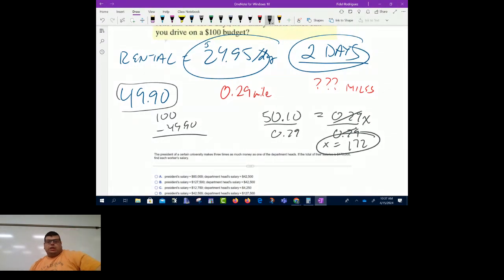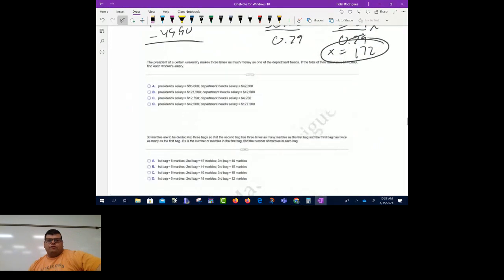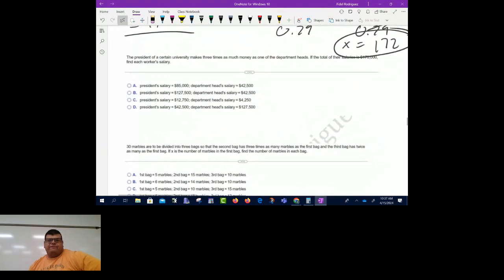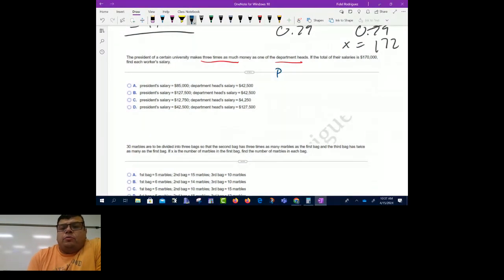All right, y'all, for the next one that I have down here, again, I'm going to zoom in, y'all, and I'm going to see if we can figure out what is going on with this problem, okay? Look what it says, y'all. The president of a certain university makes 3 times as much money as the department head. Okay, so we got two people, y'all. We got the president and we have the department head. And we're talking about how much money the president makes, but we compare it to the department head.